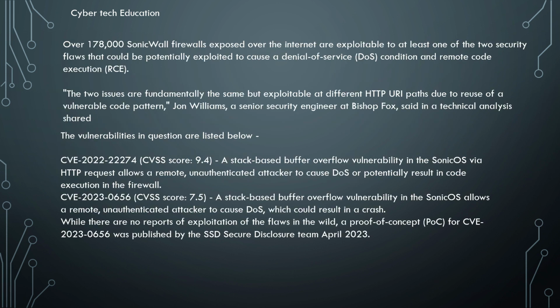So coming to the exact news of what actually happened: over 178,000 SonicWall firewalls exposed over the internet are exploitable to at least one of two security flaws that could potentially be exploited to cause a denial of service or DoS condition, and remote code execution (RCE) attempts. The two issues are fundamentally the same but exploitable at different HTTP URL paths due to reuse of the vulnerable code pattern, John Williams, a senior security engineer at Bishop Fox, said in a technical analysis.